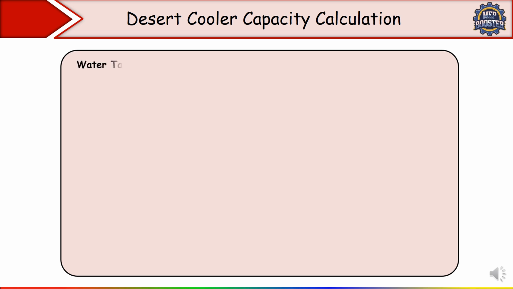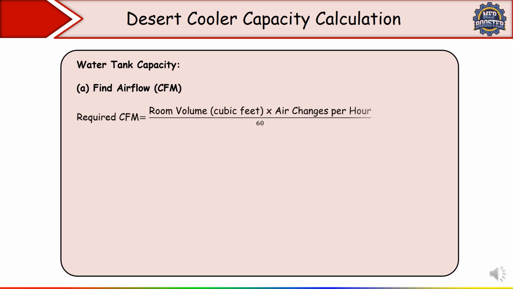Now here I want to discuss how we can find out the water tank capacity. So simple. First we calculate how much air the cooler must supply. We need to find out the required airflow value. Once you get this, by using this formula easily you can find out the required airflow value in cubic feet per minute.